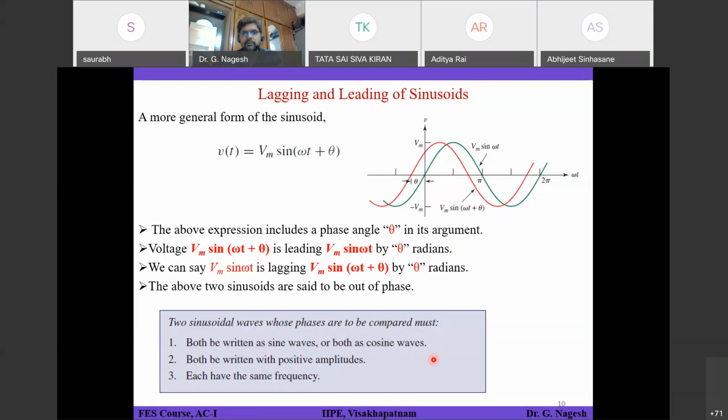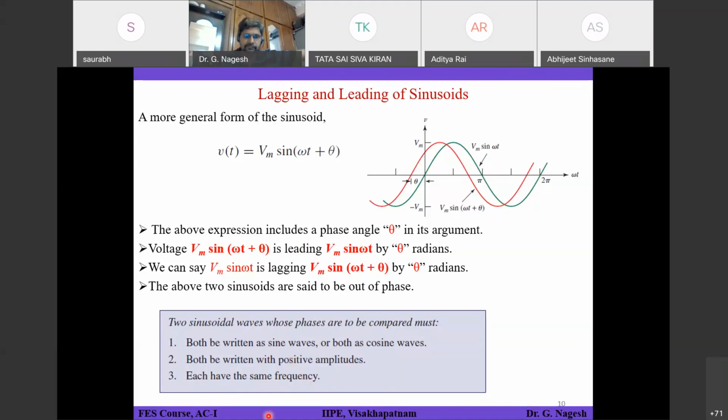Next, both should have positive amplitude. That means this Vm should be a positive value. If Vm is equal to 5, the second one may be Vm equal to 10, but it should be a positive value. You can't compare two opposite waveforms, one with a positive sign and another with a negative sign. Next one is each should have the same frequency. That means the frequency f of both the waveforms should be the same. f is equal to 1 by T. So the time period for both the waveforms which we want to compare should be the same. Then only you can compare.